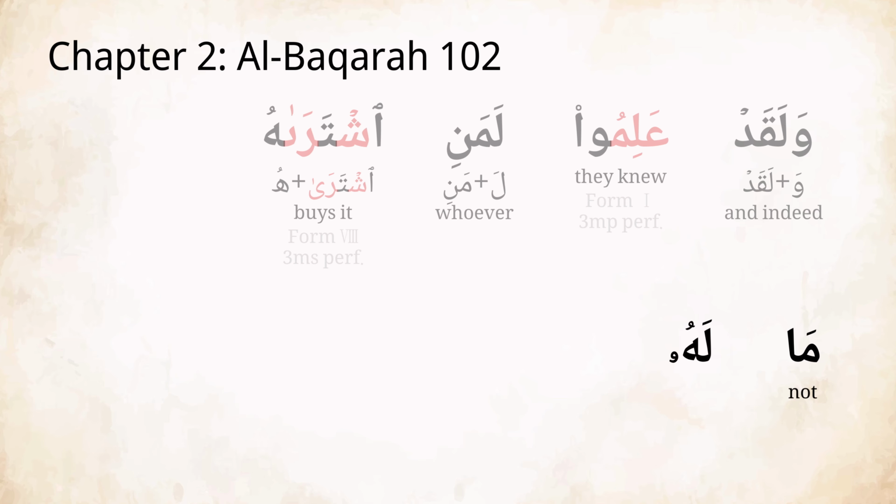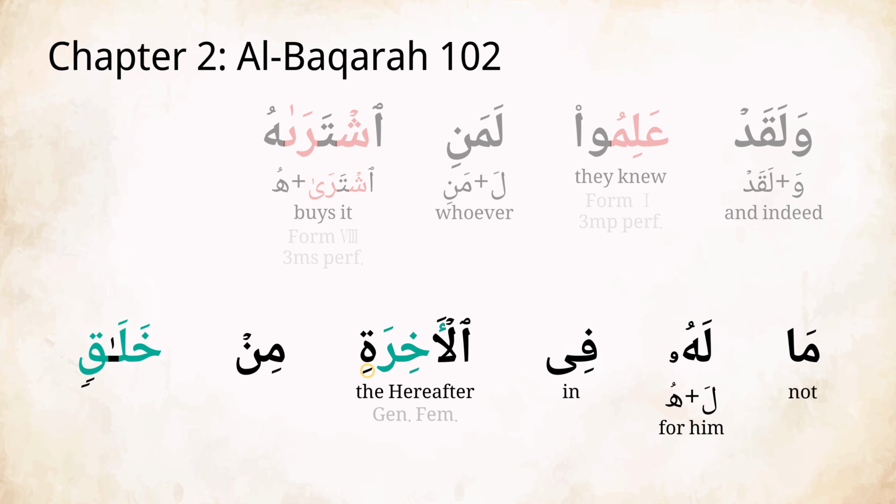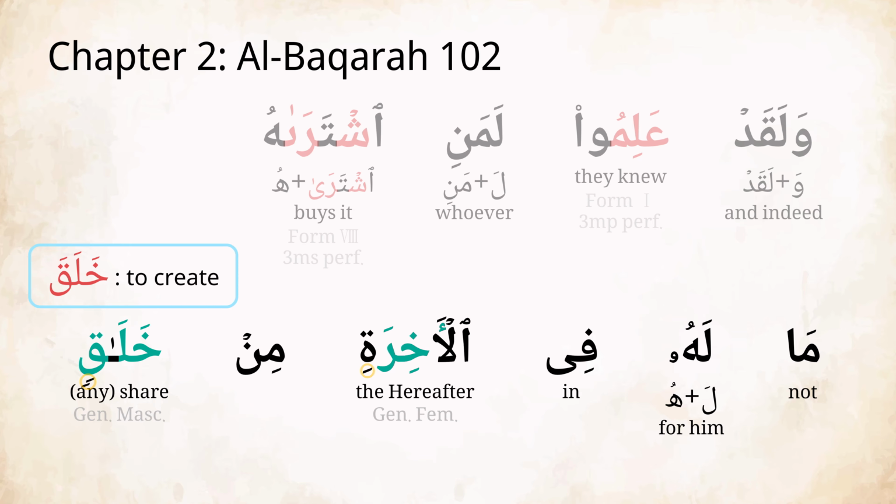Up next is lahu, which is la plus hu, meaning for him. Up next is fi, meaning in. Coming next is al-akhirati, meaning hereafter. And then we have min followed by khalaqin, meaning share. And we know the verb khalaqa from the same root, meaning to create. Min here is used in the same way we saw earlier, in the example of min ahadin. So we translate it as any share.